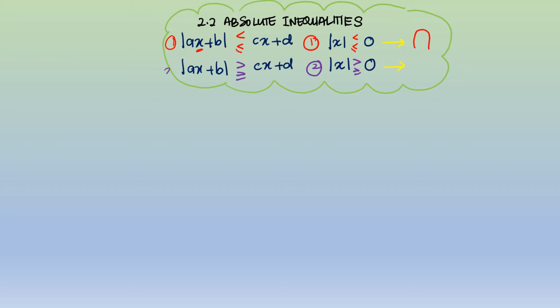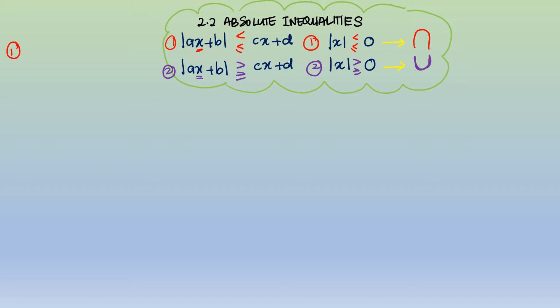How about category number 2? When you have x inside the modulus, it is greater or equal to anything, or either it is 0. If it is greater or equal, you need to use union, because this is greater. Okay, so this is how you are going to answer. Let's continue with number 1.